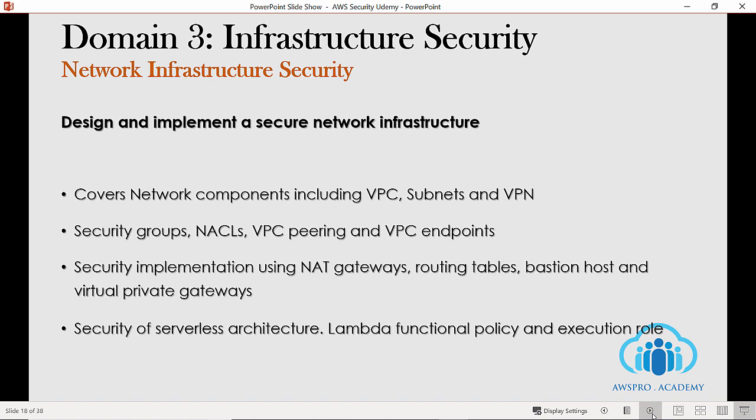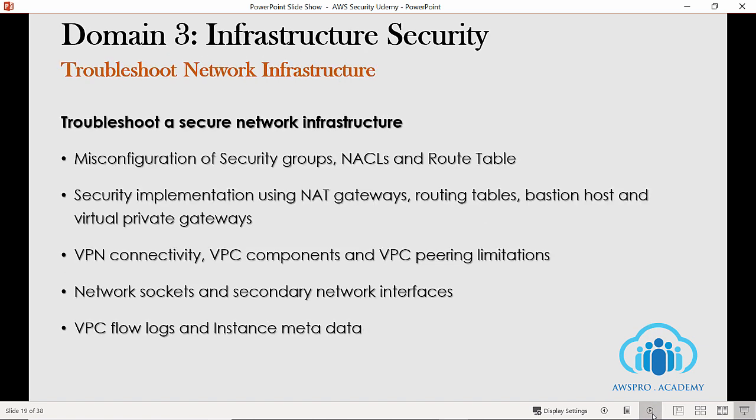In addition, please review security of serverless architecture, especially Lambda's function policy and execution role. The third section focuses on troubleshoot a secure network infrastructure. Again, this is the extension of the previous section. There are endless possibilities in security of a network infrastructure troubleshooting area.